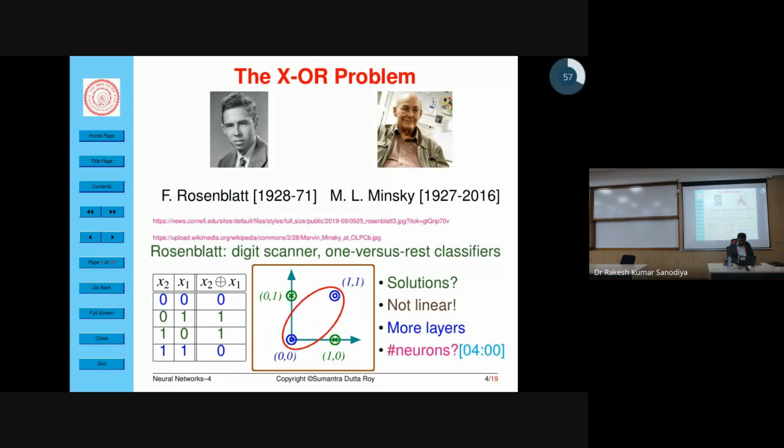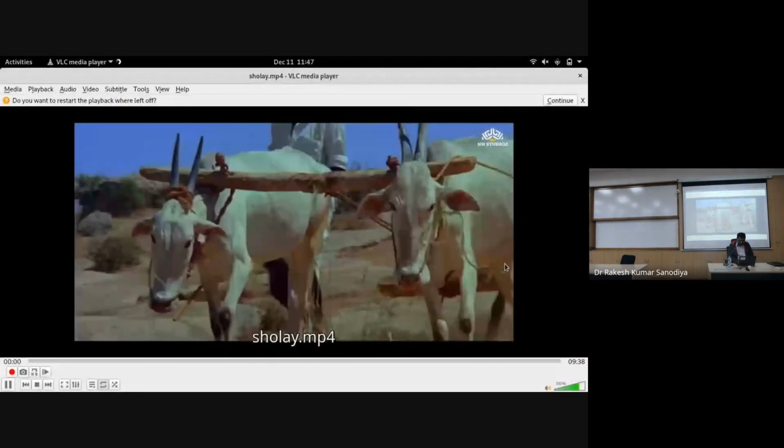But there are still some unsolved problems in neural networks and in deep learning. How many layers? How many neurons? It's something which is a bit like this.